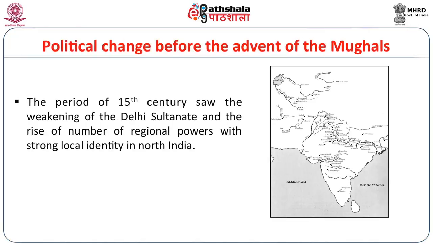We have to understand the political changes that happened before the advent of the Mughals. The regional identity started gaining ground, especially in case of art and culture. The 15th century saw the weakening of the Delhi Sultanate and the rise of the regional powers. With the regional powers rising, regional languages gained importance, and languages set the whole mood for writing books. And the illustrated books gained importance among the gentry and the upper class traders.